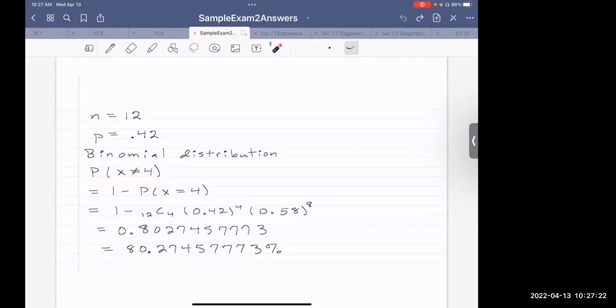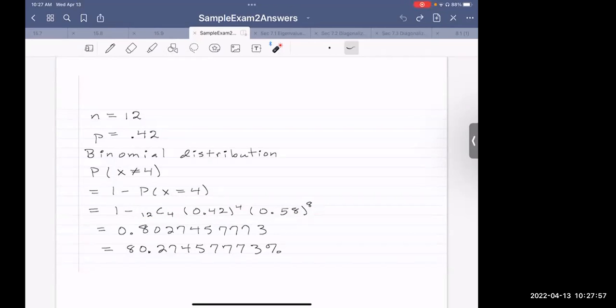So let's look at the complementary event: 1 minus the probability that X is equal to 4. Let's calculate this using the binomial probability formula. So 1 minus 12 choose 4, times P, which is 0.42 to the power 4. If I have a 42% chance of success, I have a 58% chance of failure. So Q is 0.58 to the power 12 minus 4, which is 8.